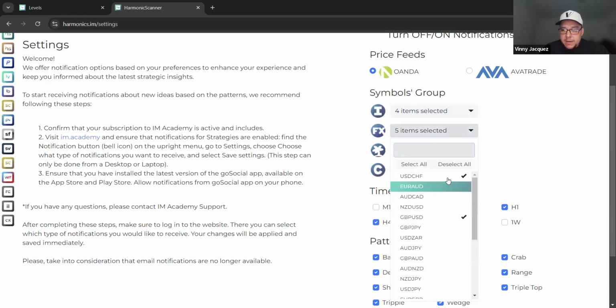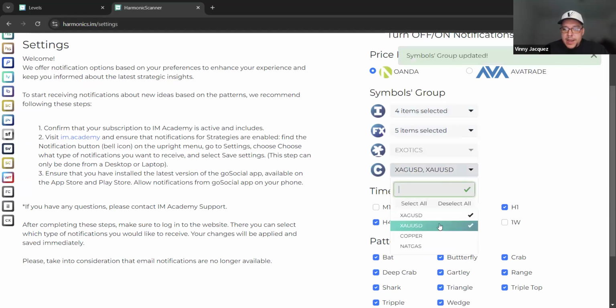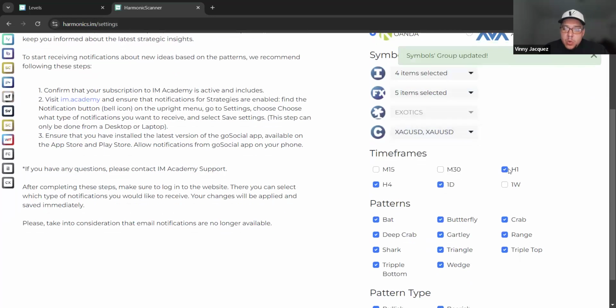For Forex, I only have the majors selected because that's what I trade. For commodities, I have silver and gold selected. And I trade the 1 hour, 4 hour, and daily time frame. So those are the time frames that I want to be notified when there's setups on.